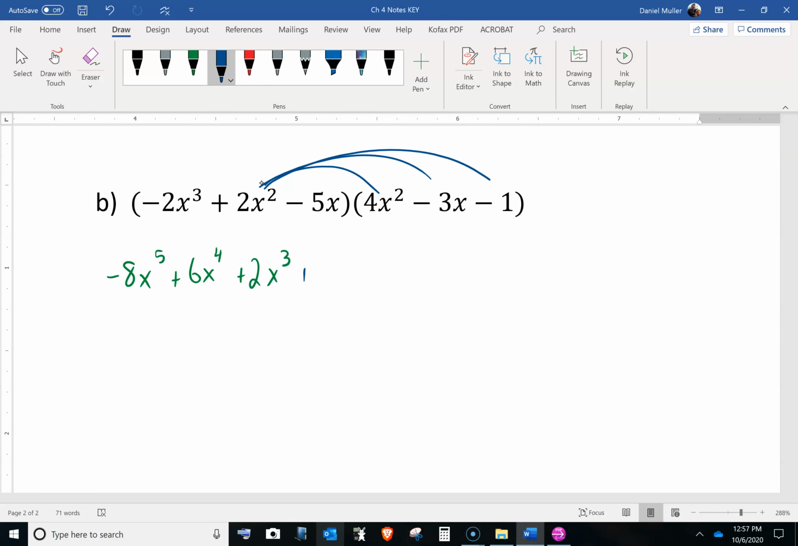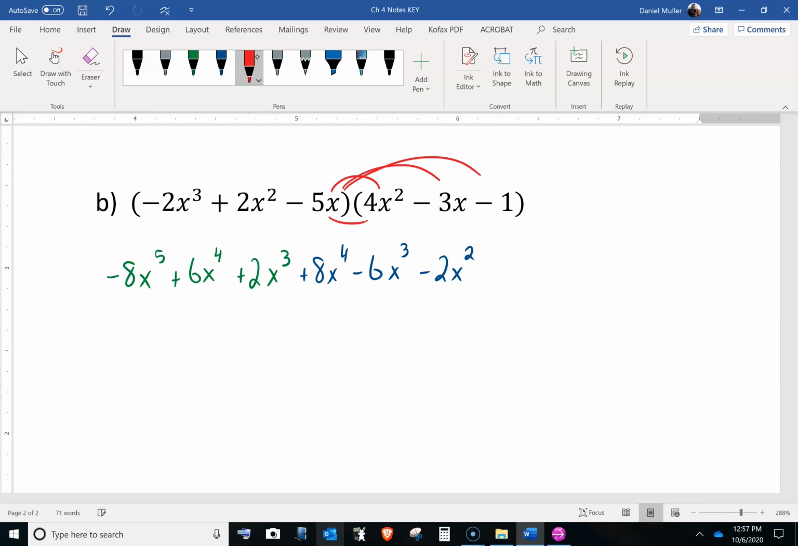So 2 times 4 is going to be an 8 with 4 x's. 2 times negative 3 is negative 6 with 3 of them. And then negative 2 with 2 x's. So lastly, I'll multiply this in. So negative 5 times 4 is going to be a negative 20 with 3 x's, then a positive 15 with 2 of them, and then a positive 5 with a single x.